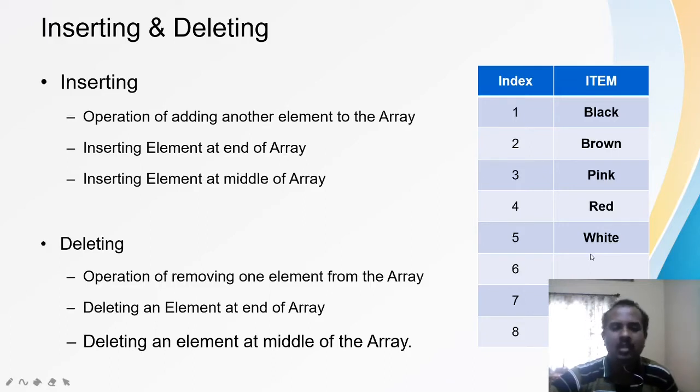Now what about the middle of the array? Middle of the array means I want to insert somewhere in the middle. For example, let us say that I want to insert the purple color at the 4th position. Then what do I have to do? If I directly make LA of K equal to purple, or LA of K equal to item, then what will happen? Red will get replaced by purple. Even though I inserted the purple color, red got deleted, right?